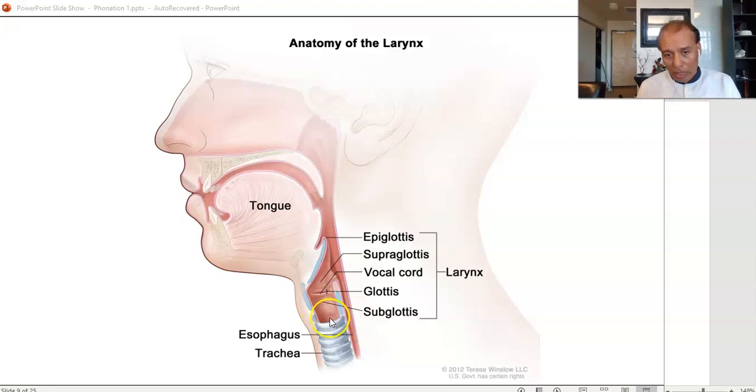Now I want to attract your attention to this. Here is the larynx, the trachea. You can touch it here, and the larynx on top. Now behind the trachea and behind the larynx, there is the esophagus. So when you eat, chew, and then the food goes into the pharynx, and then it goes down.